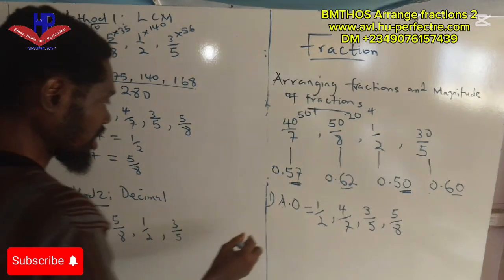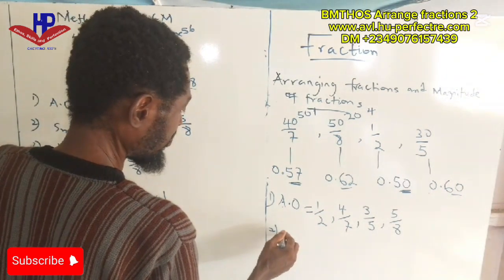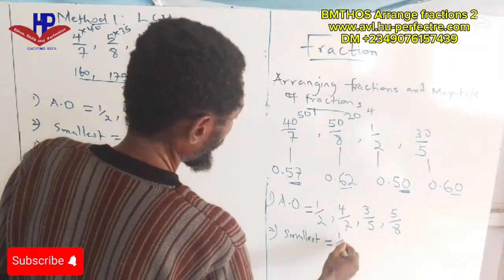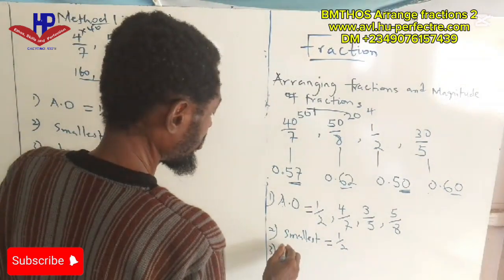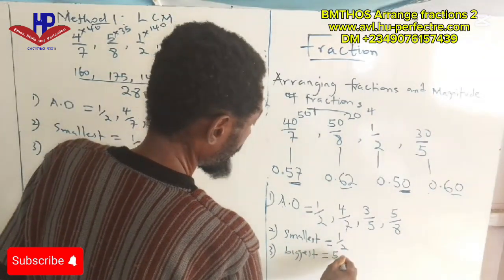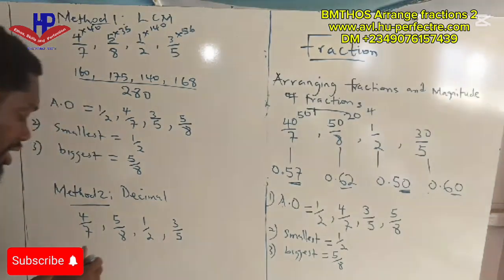So number 2, they say circle the smallest or pick the smallest. Smallest will be 1/2, and number 3, they say pick the biggest. Biggest will be 5/8. So these are the answers you get.